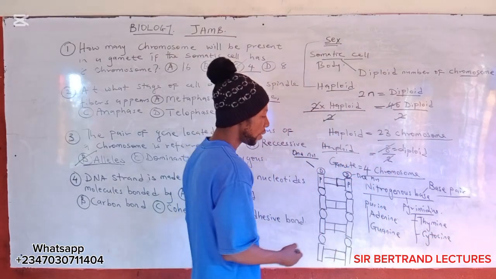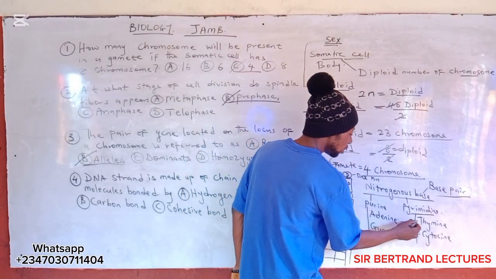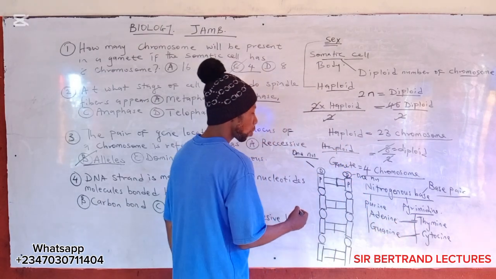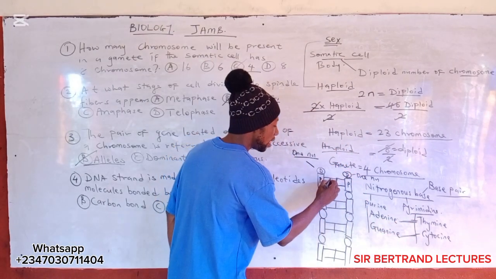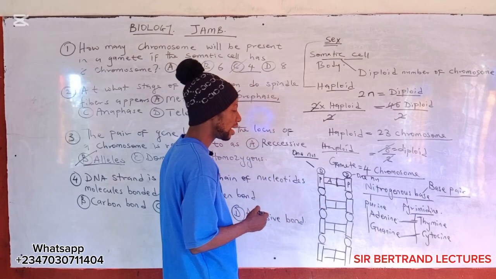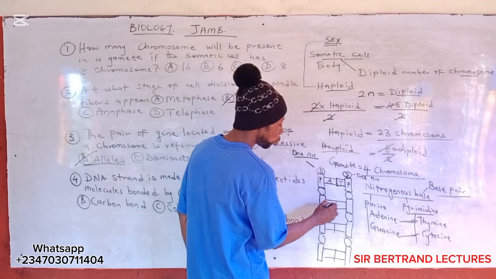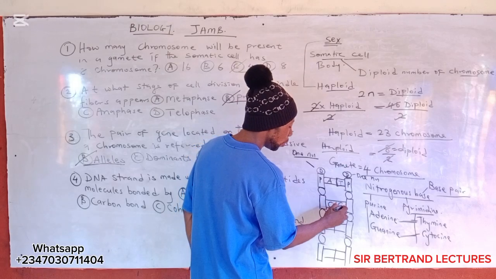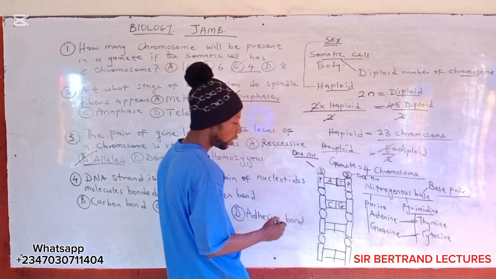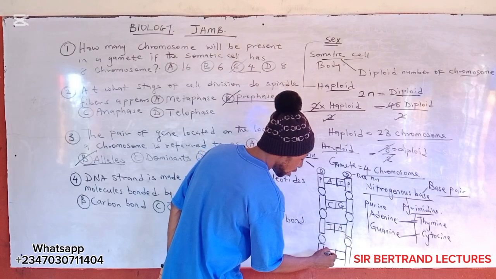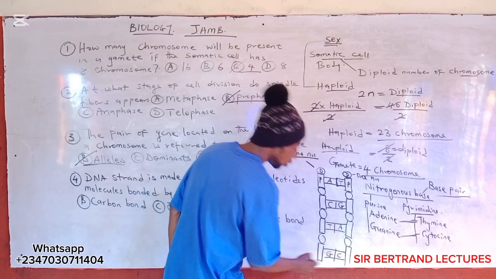Then during pairing, adenine will pair with thymine, guanine will pair with cytosine. All right. Then if we have adenine here, which is represented with letter A, it will always pair with thymine. Then cytosine will always pair with guanine. Okay. If we have thymine, it will pair with adenine. If you have guanine here, it will pair with what?